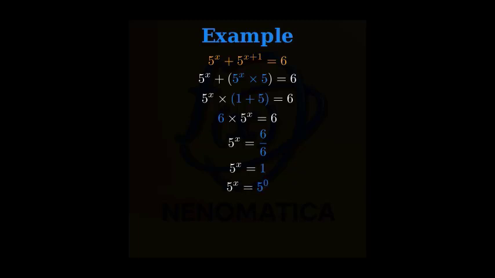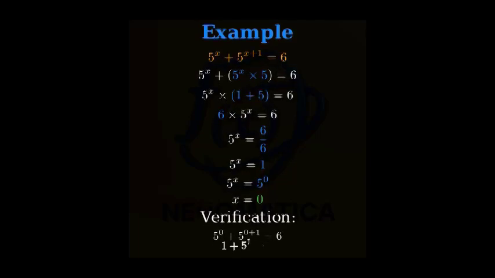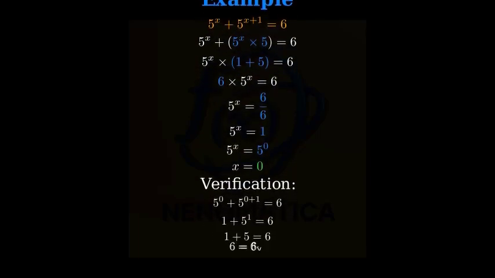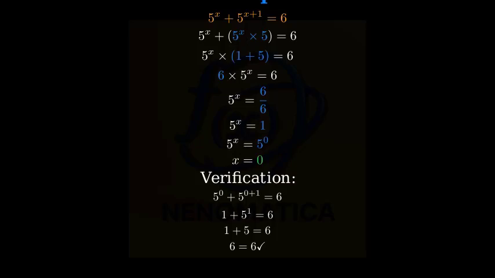Any number raised to the power of 0 equals 1, so we can rewrite 1 as 5 to the power of 0. Since the bases are the same on both sides, the exponents must be equal. Therefore, x equals 0. Therefore, the solution to the equation 5 to the power of x plus 5 to the power of x plus 1 equals 6 is x equals 0. We can verify this by substituting x equals 0 back into the original equation.